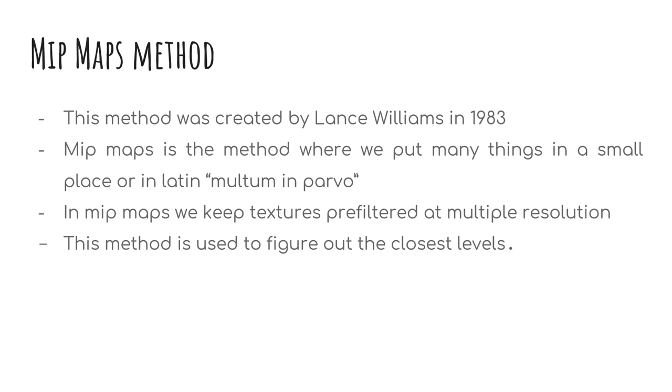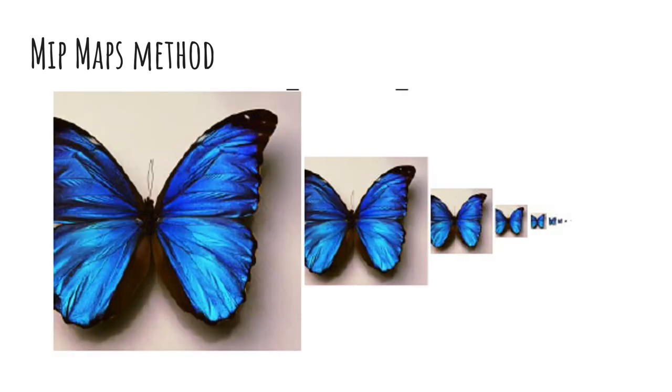In Mipmaps, we keep the texture filtered at multiple resolutions. This method is used to figure out the closest level. This is an example of the mipmap method. We can see the detail on the wing of the butterfly.